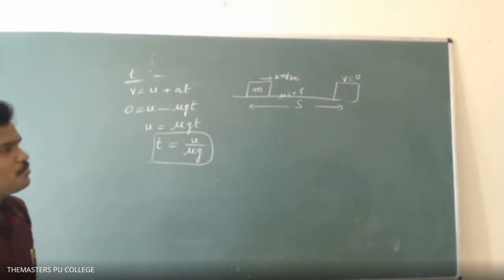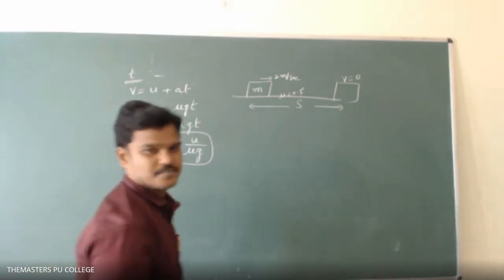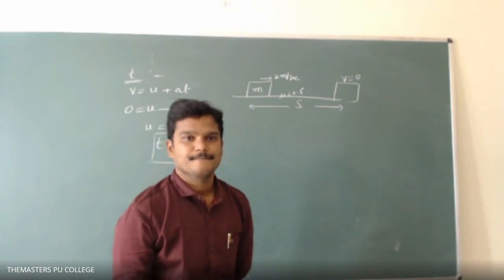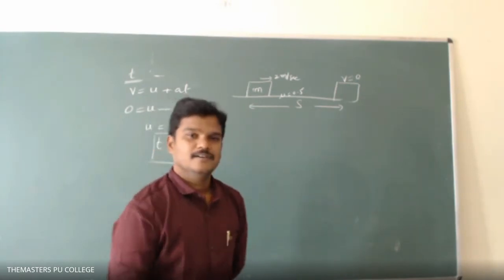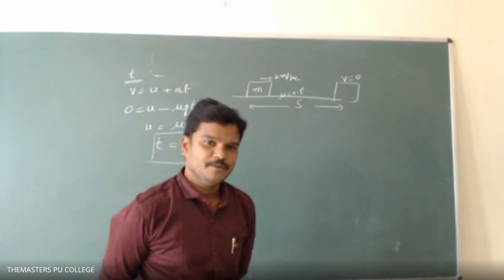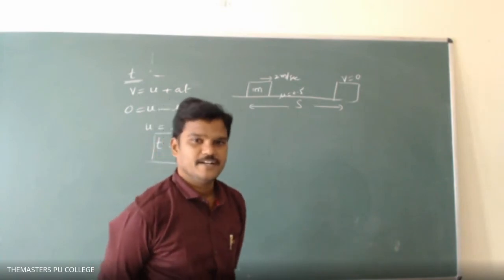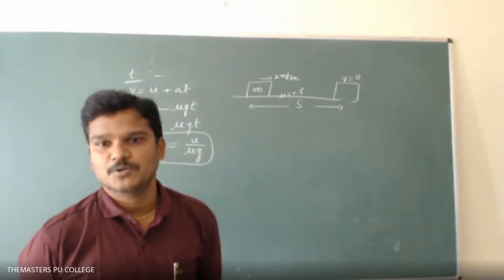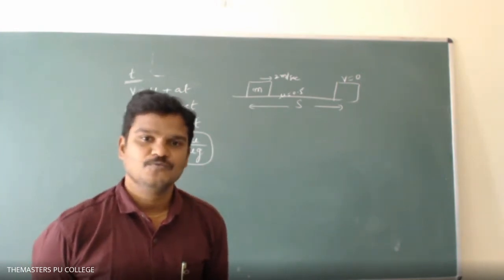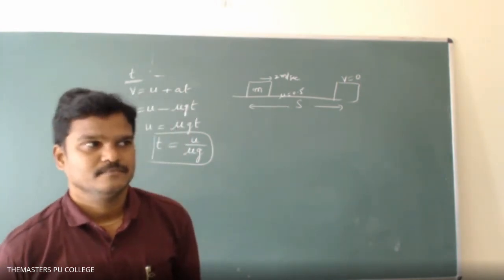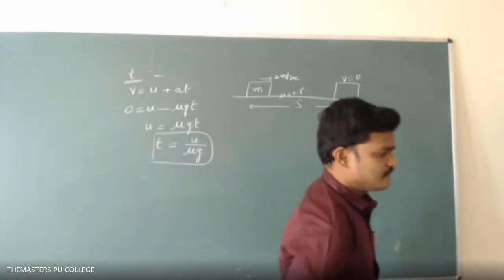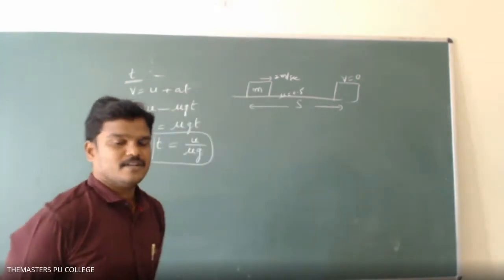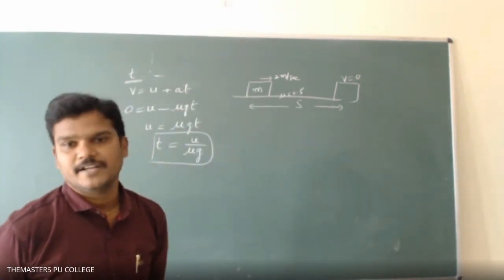Mu is given 0.5. Because of that, it comes to rest actually. Then find the distance covered by the body before coming to rest, and also find the time taken. Simple question, general things.